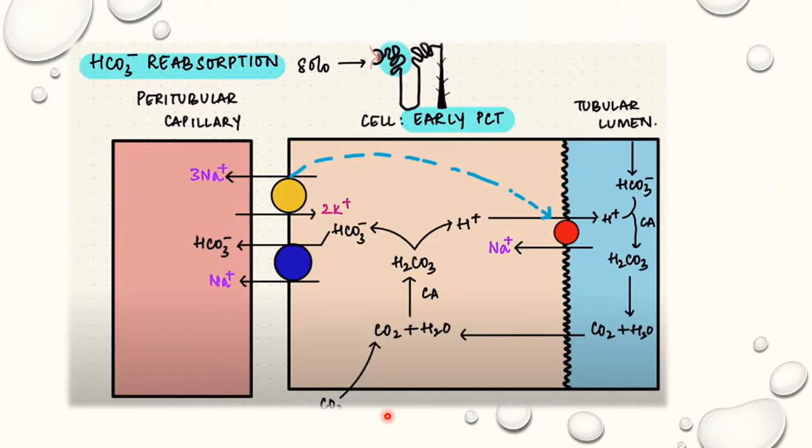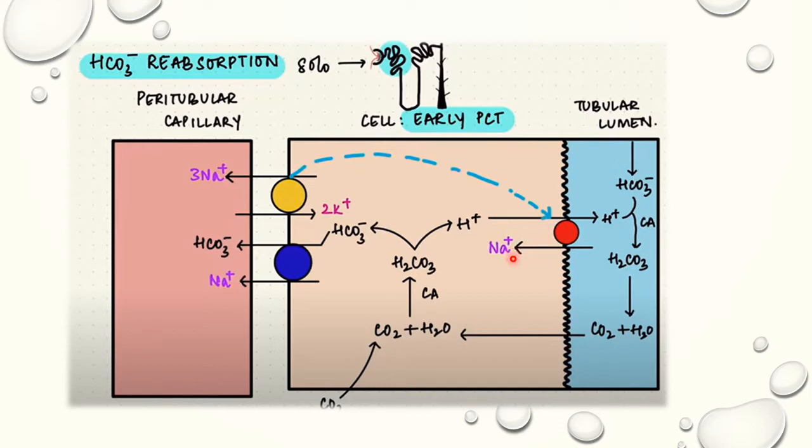The bicarbonate absorption in the kidneys takes place in the early PCTs. In the proximal convoluted tubules, carbon dioxide combines with water to give carbonic acid using the enzyme carbonic anhydrase, and this dissociates to give hydrogen ion and bicarbonate, which is reabsorbed with the sodium bicarbonate cotransporter. And this hydrogen ion is pumped out into the tubular lumen using the sodium hydrogen pump.